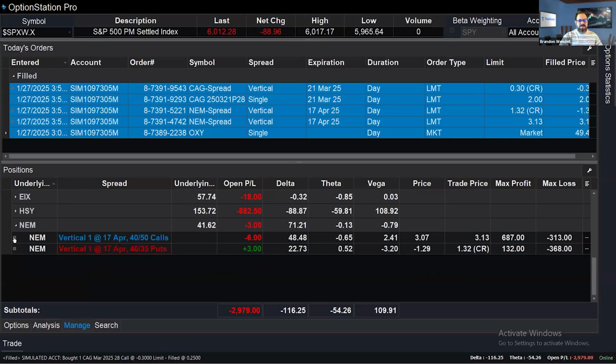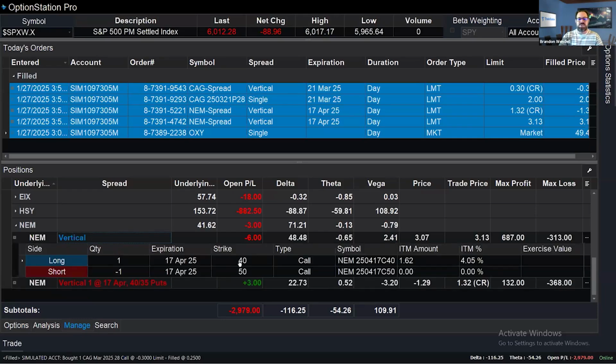Now, one of the things that I often see people do when they do these debit spreads, first of all, they buy options that expire too quickly. So you'll notice I went out a bit in time here. I went to the 17th of April. That gives plenty of time to be able to deal with this particular position.